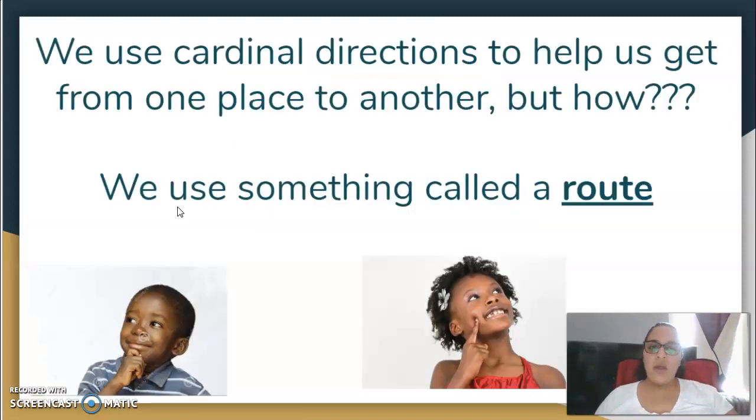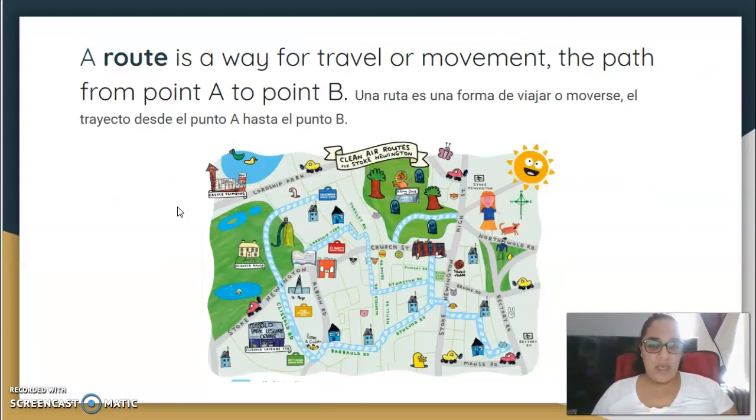So, we use cardinal directions to help us get from one place to another. But how? We already know, and you guys are already experts on what cardinal directions are. But what we actually need to know is that we use something called a route. Can you think of what you think a route is? Hmm. What is a route? I'll help you. A route is a way for travel or movement, the path from point A to point B, like I was explaining earlier.